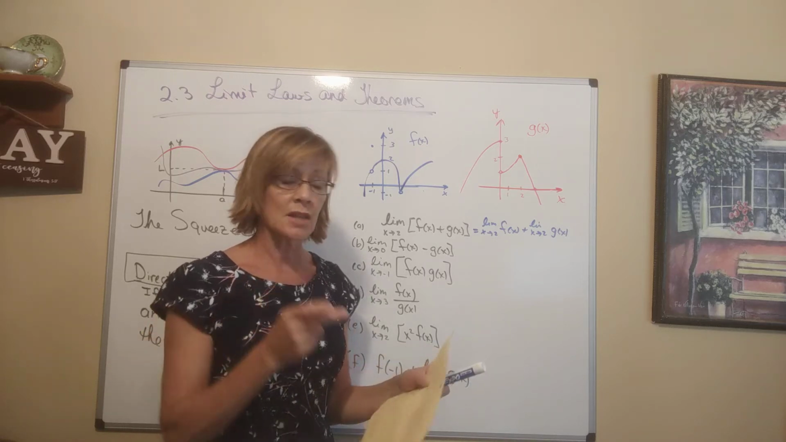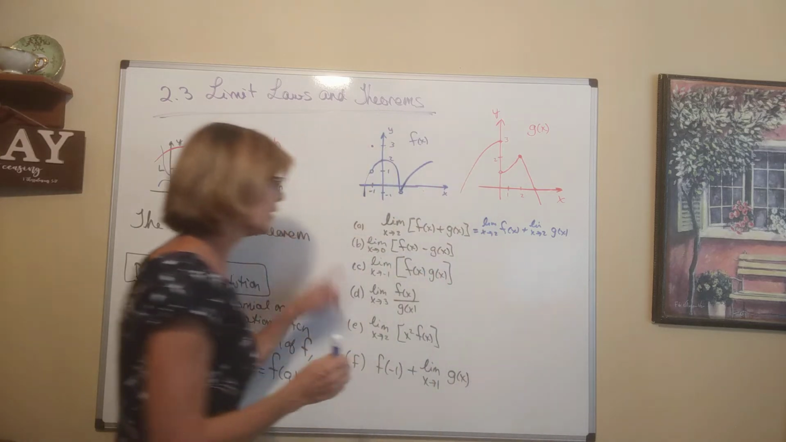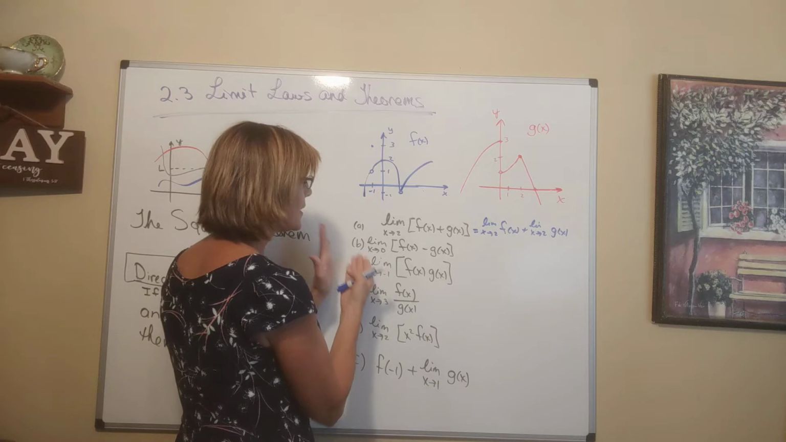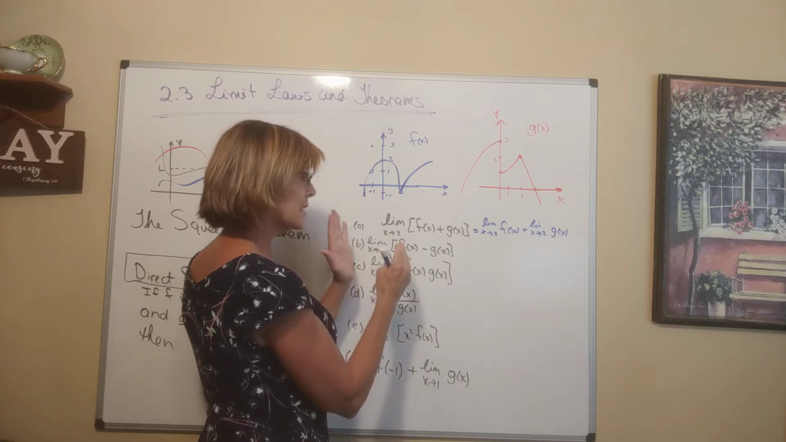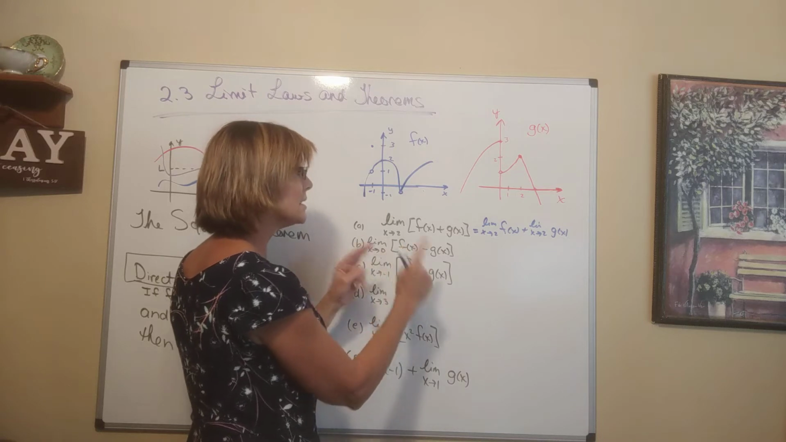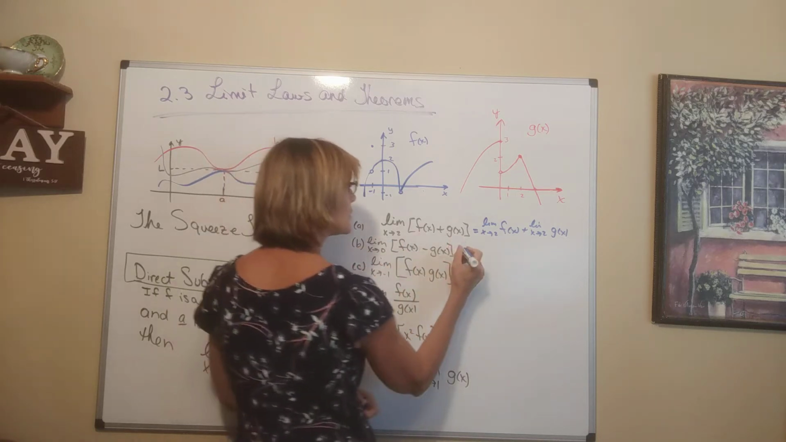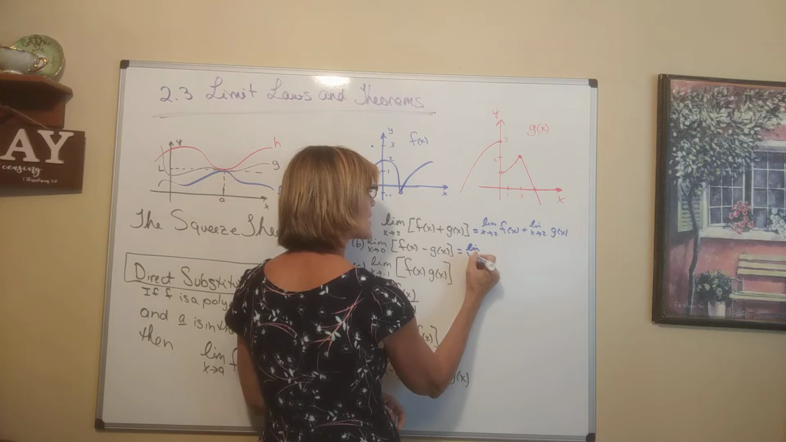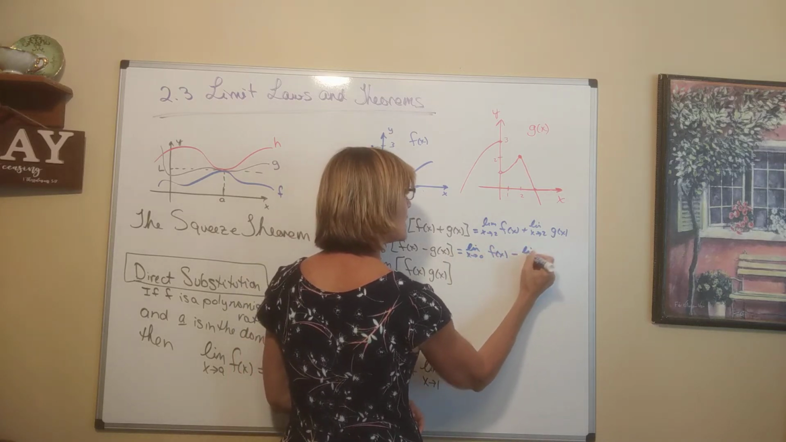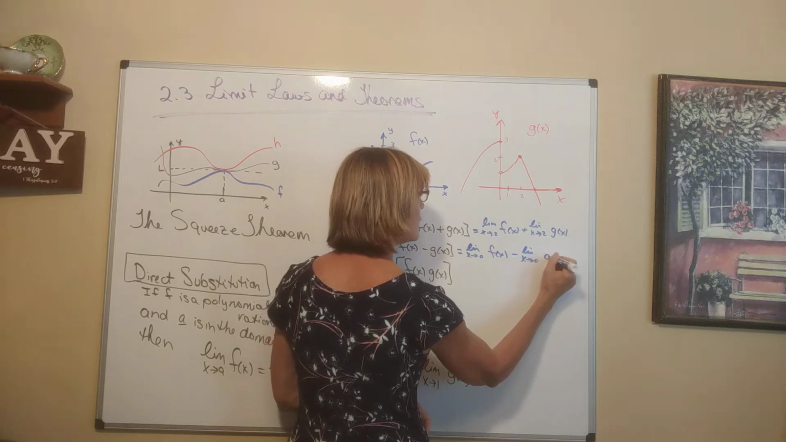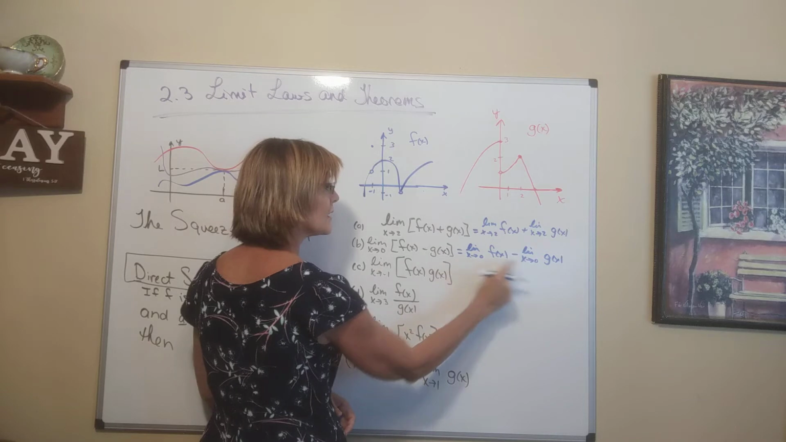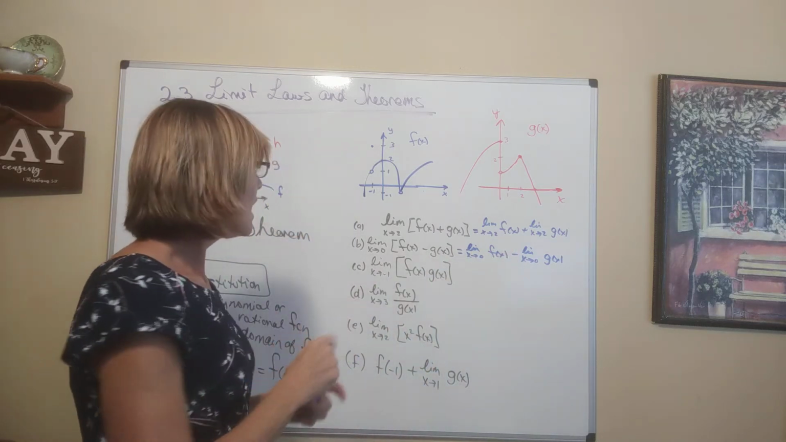So if we look at B, which is a problem we'll be doing in a minute, we have right here the limit as x goes to 0 of f of x minus g of x. By law number 2, the limit of a difference is the difference of limits. This is equal to the limit as x goes to 0 of f of x minus the limit as x goes to 0 of g of x. The limit of a difference is the difference of limits. That's what that one says.